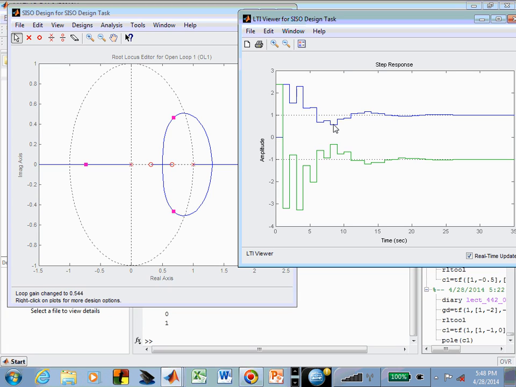Maybe it's not initially. The blue line is actually the response between the reference input R and the output Y. The green is the command input into the plant. That's the signal U going into the plant G.